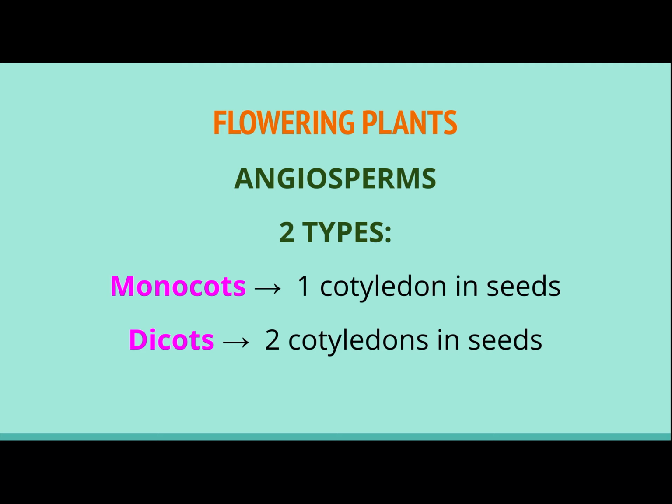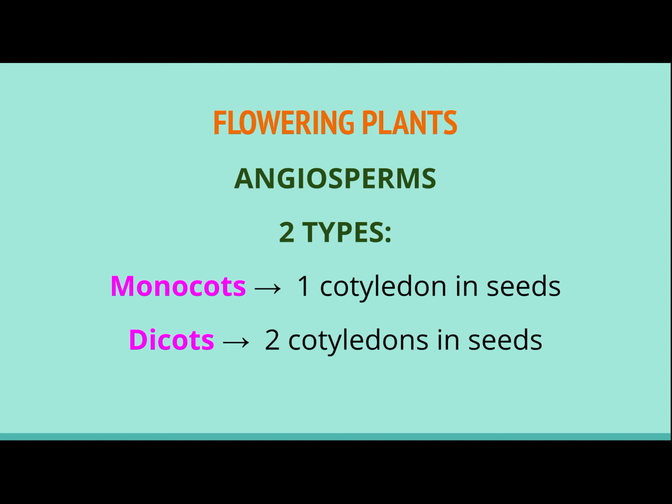Now, if you go back to the first video on plants that we did, I believe it was the first one or the second one, we talked about the parts of the seed. And the cotyledons are the food source for the developing plant, for the embryo. Okay? So monocots have one cotyledon, dicots have two cotyledons. That's the main difference between the two types of angiosperms, all right? The number of cotyledons found in their seeds, either one or two.